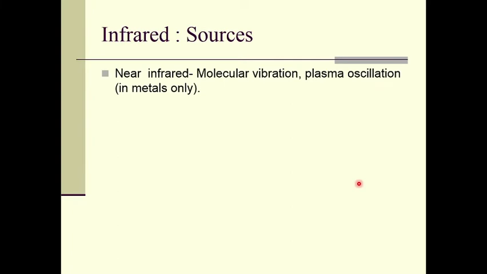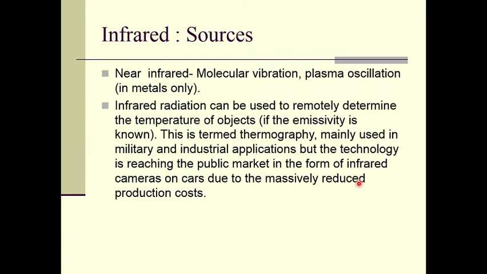Near infrared: molecular vibrations and plasma oscillations in metals give rise to the near infrared. Infrared radiation can be used to remotely determine the temperatures of objects if the emissivity is known. This is termed thermography, mainly used in military and industrial applications, but the technology is reaching the public market in the form of infrared cameras on cars due to the massively reduced production cost.